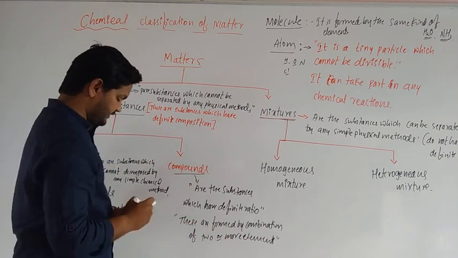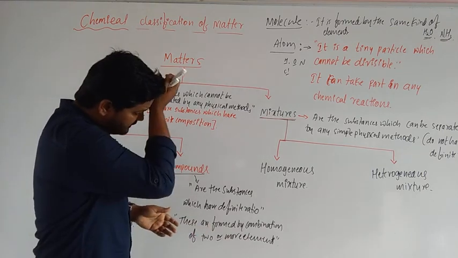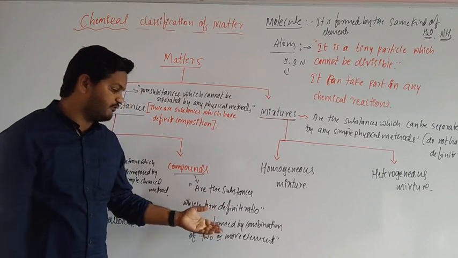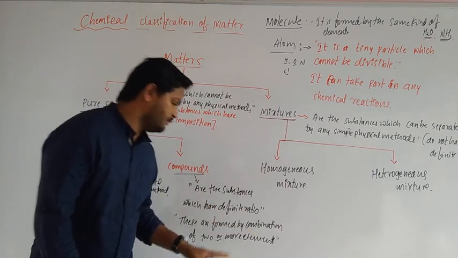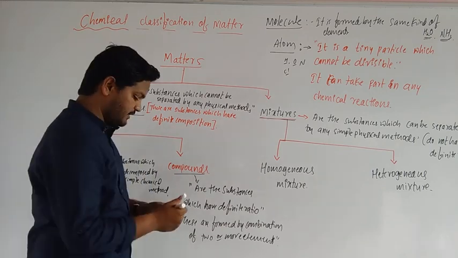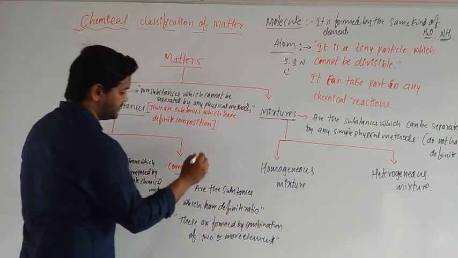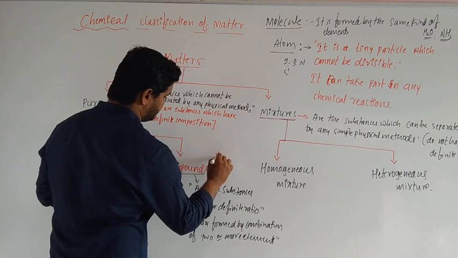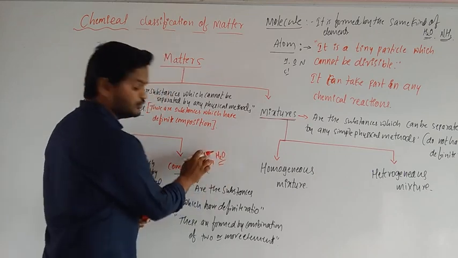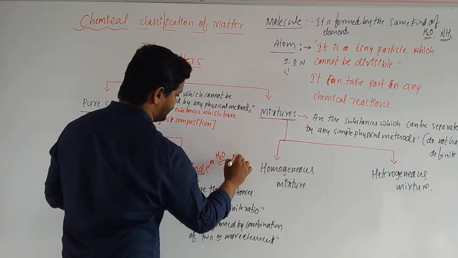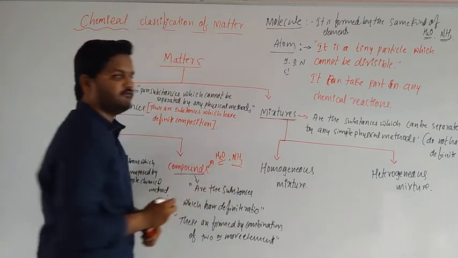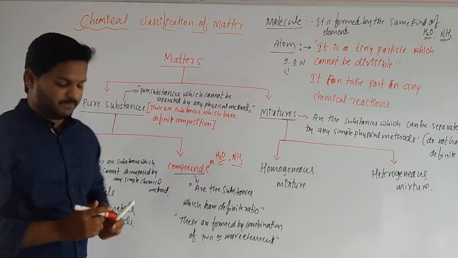Here also two definitions are there. First definition, compounds are the substances which have definite ratio, and second definition, these are formed by combination of two or more elements. Compound examples, like water, H2O, made up of hydrogen and oxygen elements. And one more example, ammonia, NH3, also made up of nitrogen and hydrogen elements.